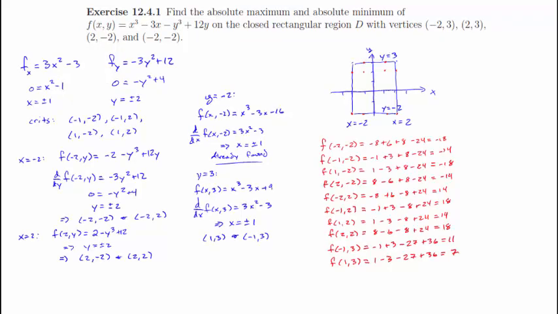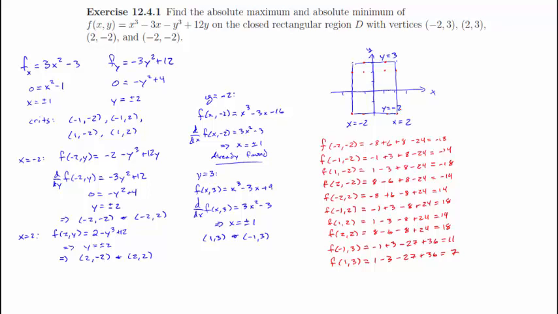And we're back. So exercise 12.4.1, find the absolute maximum and absolute minimum of f of x comma y equals x cubed minus 3x minus y cubed plus 12y on the closed rectangular region D with vertices negative 2, 3, comma 2, 3, comma 2, negative 2, and negative 2, comma negative 2. So I've drawn out that rectangular region here and see that the boundary lines are given by x equals negative 2, x equals 2, y equals negative 2, and y equals 3.